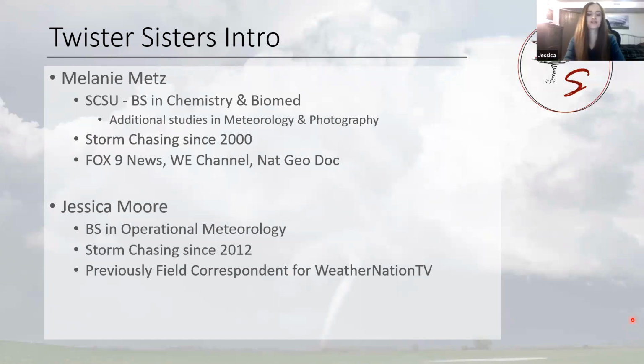I've been chasing storms since 2012, but similarly to Melanie, I've been passionate and crazy about weather since I was a little girl and watched Wizard of Oz for the first time. I always just loved that opening scene with the tornado, and was just enthralled from that very moment. That's really what initially sparked my fascination with tornadoes.